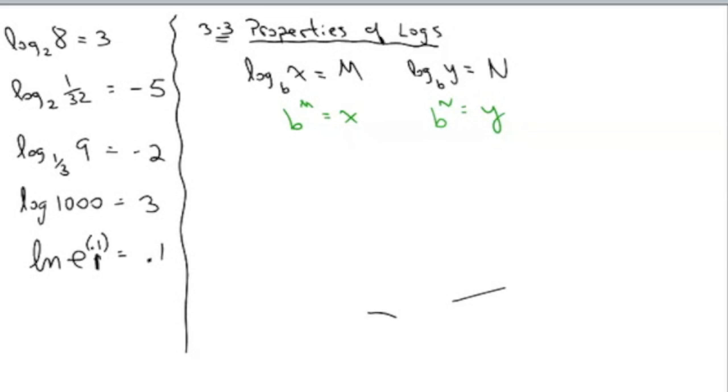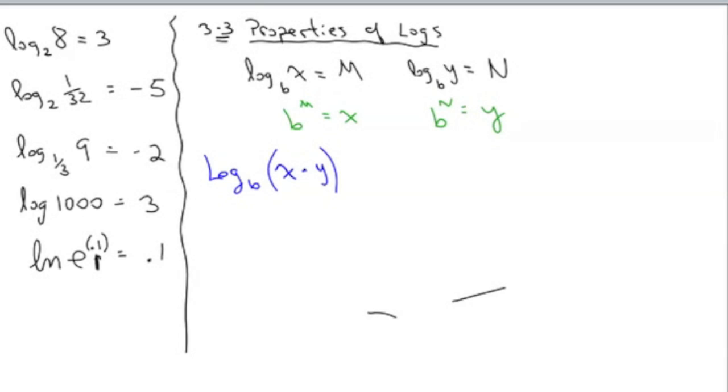I didn't hear you. So what if I did log base b of m times n? It would be x, y. Oh, wait a minute. I'm sorry. You're right. X, y. Let me back up. I chose the wrong variables. Mary Catherine's right. Log base b of x times y.